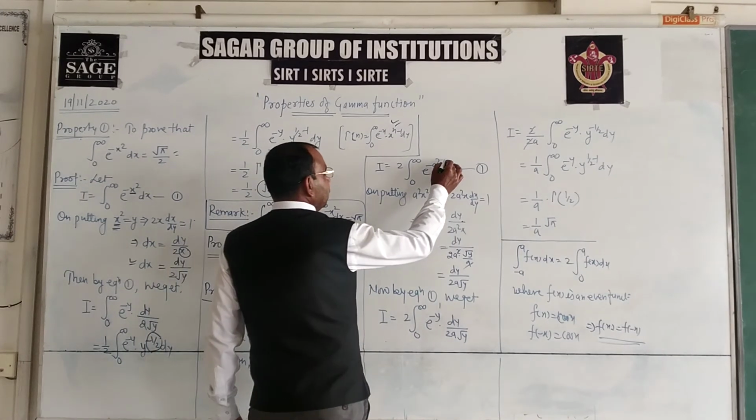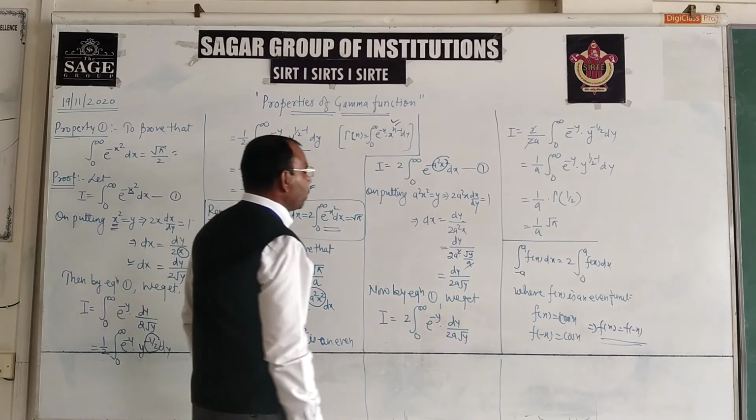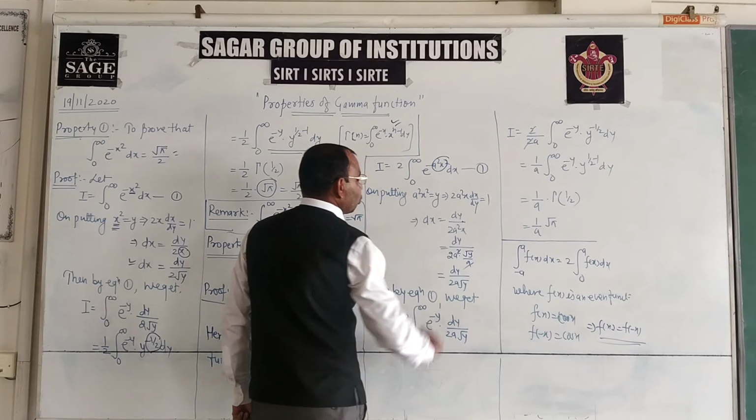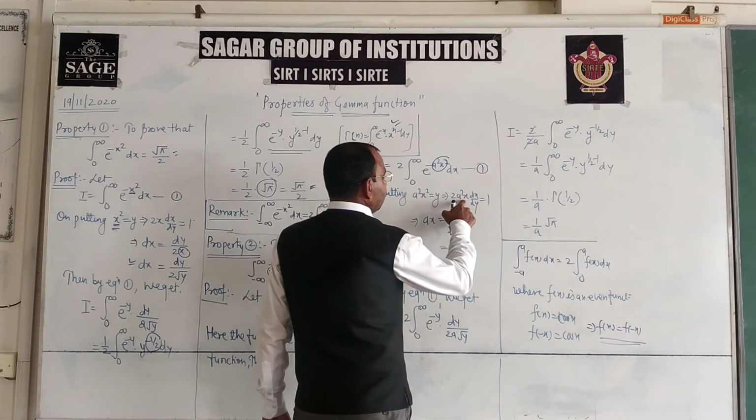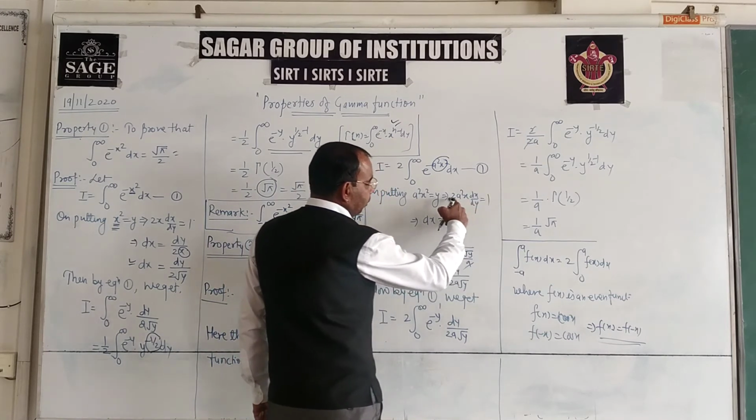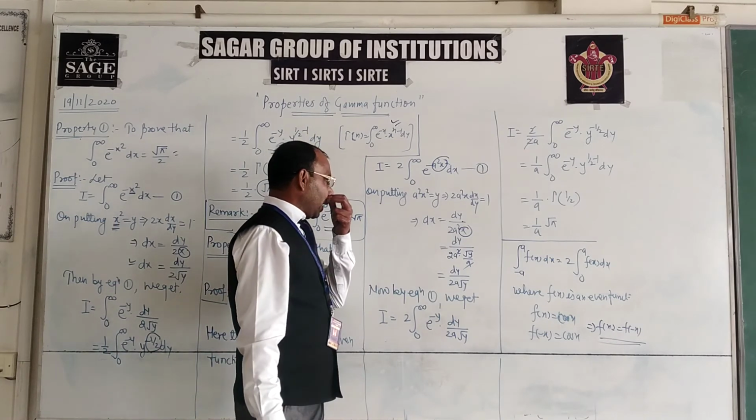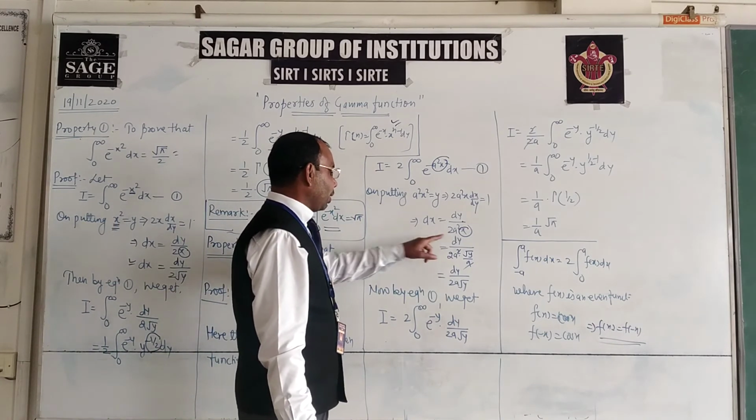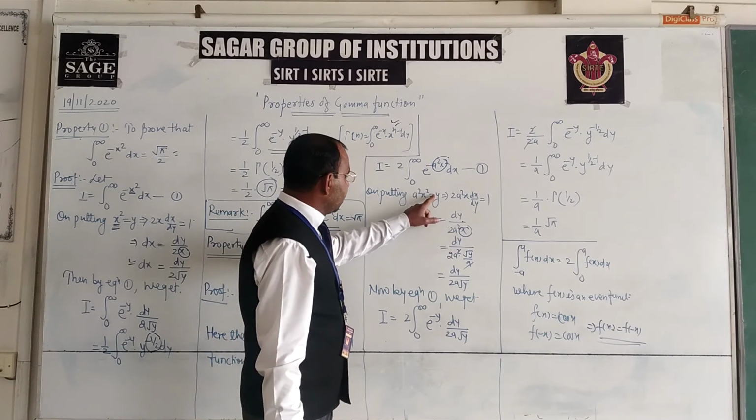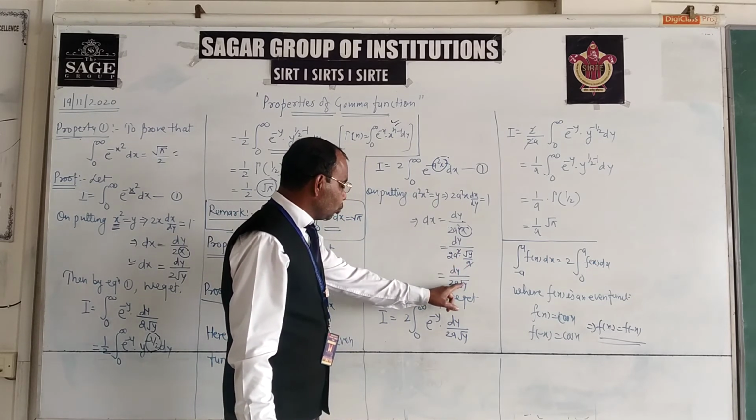Now the substitution is as we saw in the first property. Therefore, the substitution is a square x square equal to y. Now we take 2a square x dx upon dy, so dx equals dy upon 2a square x. Now all terms of x change into y format. Therefore x is replaced by under root y upon a. The a cancels, leaving a. This gives 2a under root y.